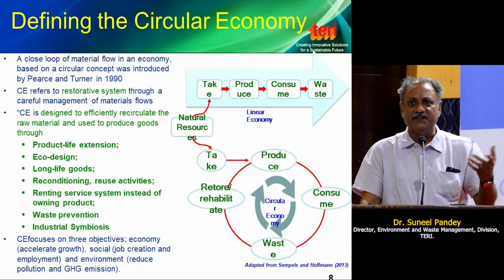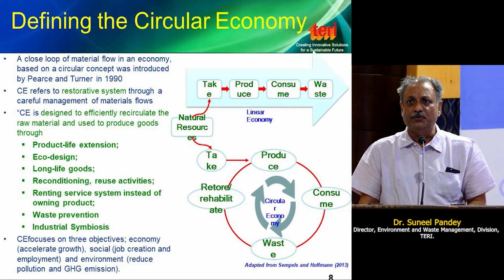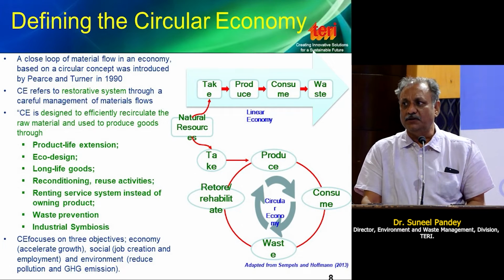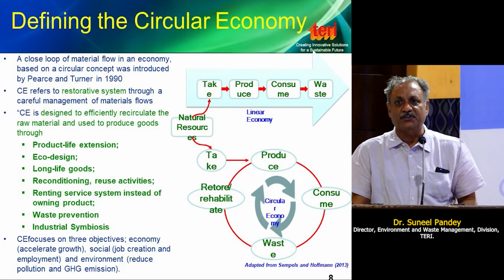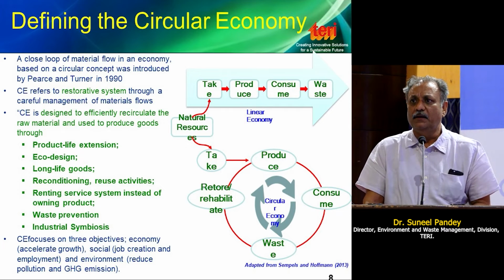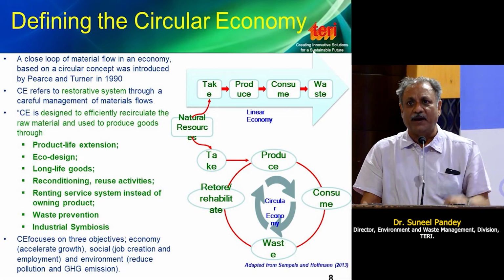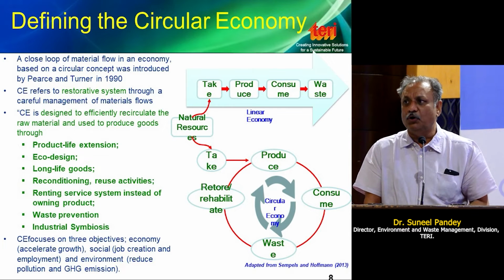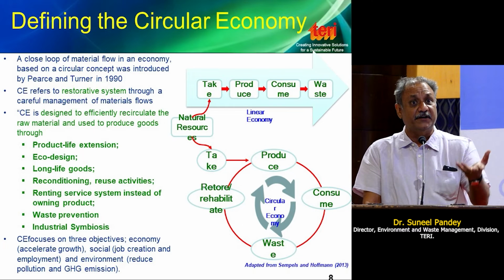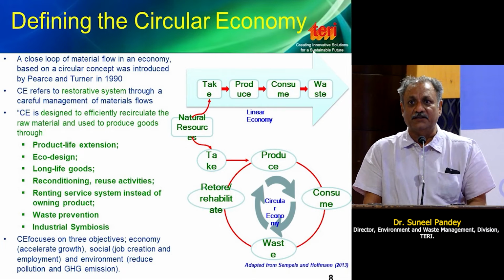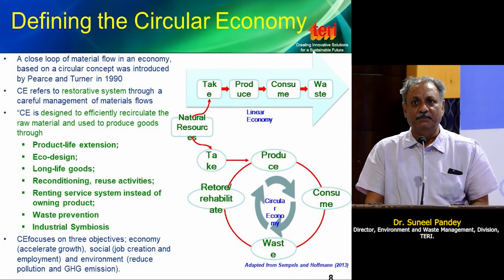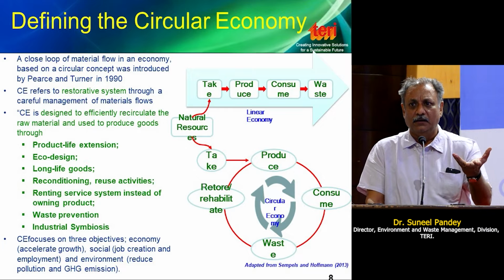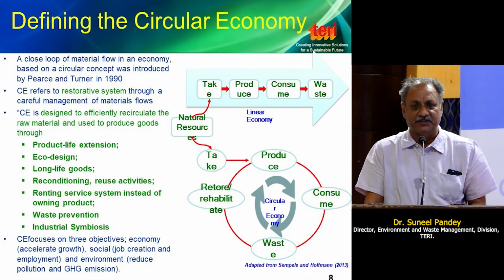Waste prevention. If the material is not required to be produced, then why produce that material and why generate waste? And industrial symbiosis, where waste from one industry can be used as a byproduct in the other industry. A good classical example of this is coal-based thermal power plants, where you generate a lot of fly ash because our coal is high in ash, and this fly ash is going to cement plants. Around 25-30% of the cement, the OPC, which you see, is actually fly ash.